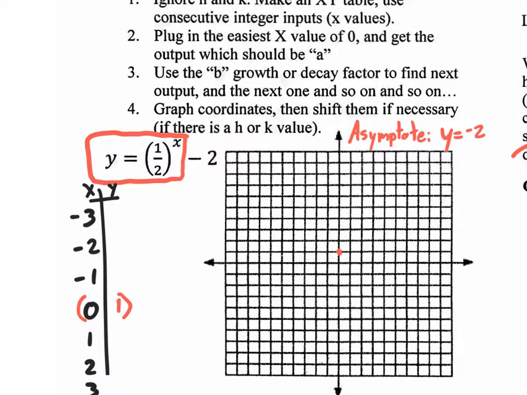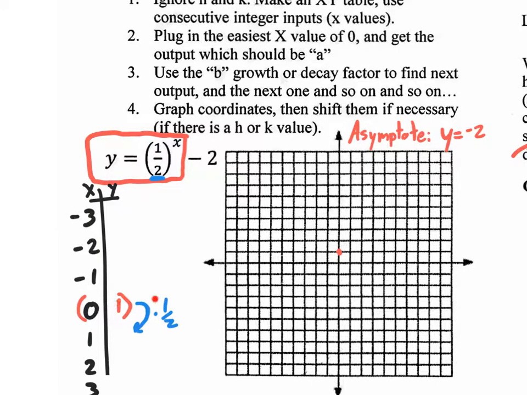And now I could continue to plug in the 1 right there and work it out. 1/2 to the 1 is 1/2. Or I could use my growth or decay factor. Remember the b value, the base, is the growth or decay factor. And that'll save you some time from doing math. What do I mean by that? You could take this output of 1 and multiply it by 1/2, because that's the decay factor, right? That's the base, which is less than 1. That's how I know it's decaying.